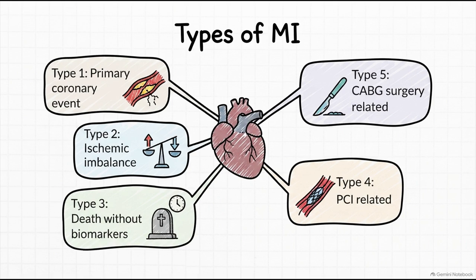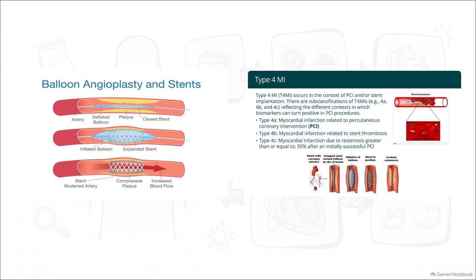Rounding out the list, type 4 is related to percutaneous coronary interventions, and type 5 is related to a CABG procedure. Let's quickly zoom in on type 4. Here, we can clearly see the difference between a successful intervention and a severe complication. On one side, we have a successful balloon angioplasty and stent placement. But on the other side, we see what happens when things go wrong.